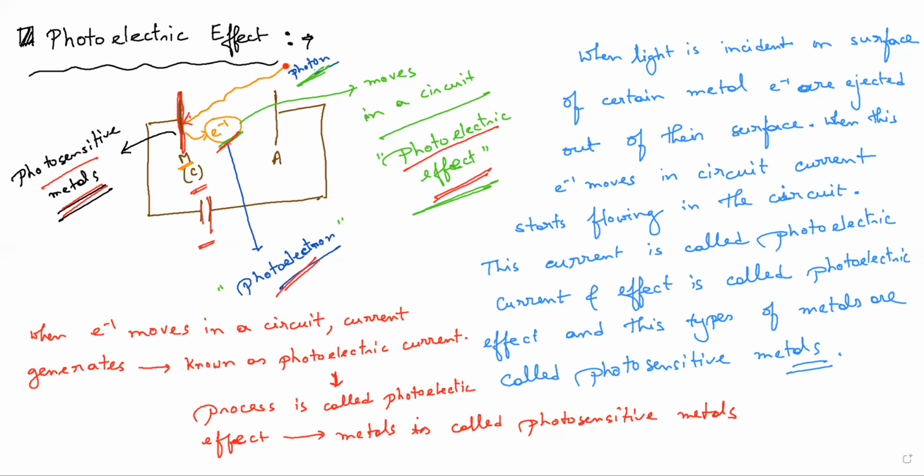Now look, definitely some minimum energy is required to remove an electron from the metal surface. This minimum energy is called the work function. And the photon having the minimum frequency, due to the presence of which the photoelectric effect takes place, this minimum frequency is called the threshold frequency.